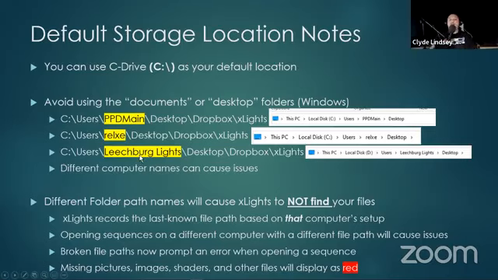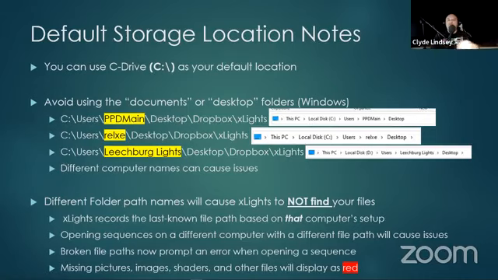So I have 3 different file paths, and this is the problem with using the Documents and the Desktop folder locations for your cloud storage base. The reason this is a challenge is because xLights uses different folder path names, and whenever it does, you're not going to be able to find the related files that go with the sequence. If we used Documents or Desktop as our home location, this is the challenge that you'll face.